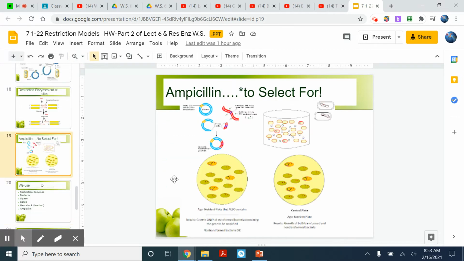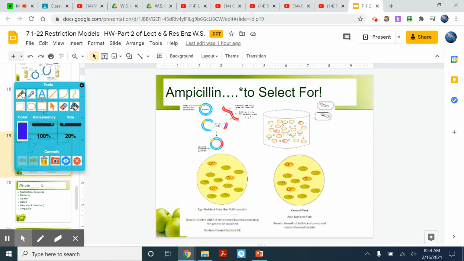This is because we're going to grow these bacteria, and we don't want to grow and feed bacteria that isn't transformed, that can't make human insulin for us. Where's my little draw thing? Okay, so when we take a look here, we just made this recombinant DNA. We have a gene that allows it to make insulin.